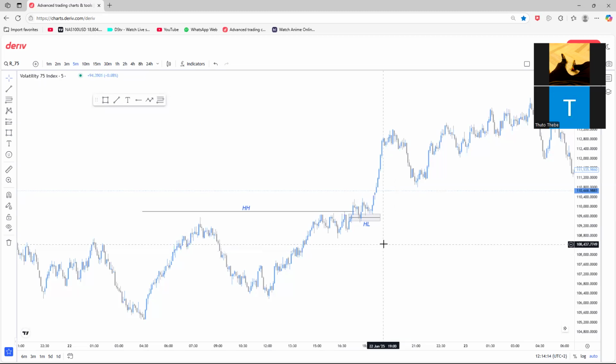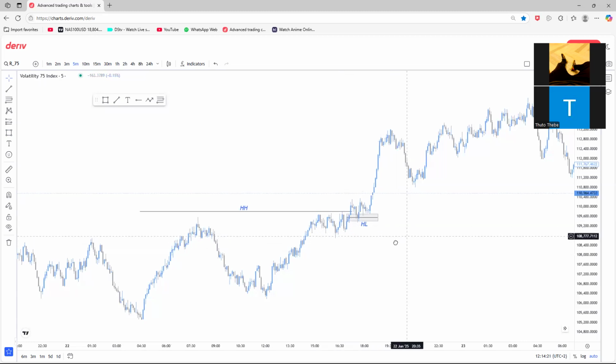All right. As you can see, this is a higher low because it's higher than the previous V's there. So that's why this one is a higher low.